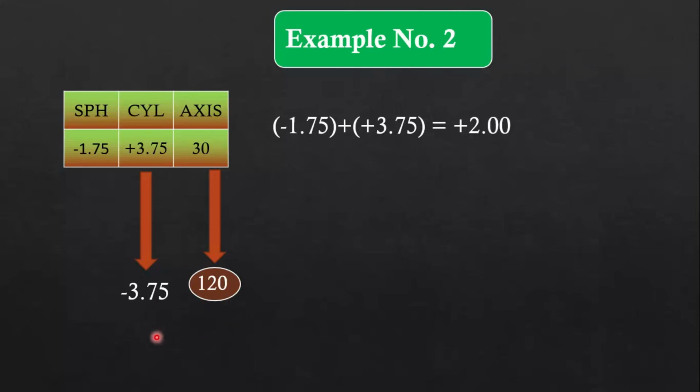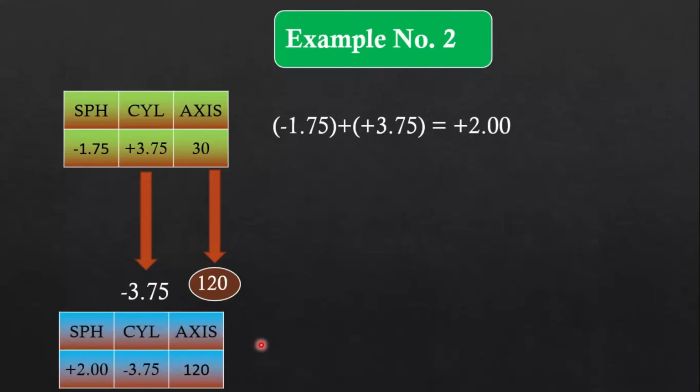After transposing, the prescription would be plus 2.00 diopter sphere with minus 3.75 diopter cylinder at the axis of 120.